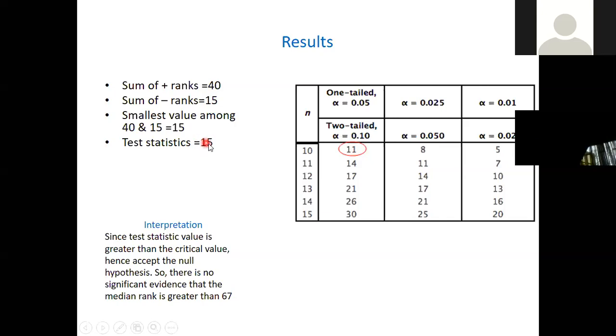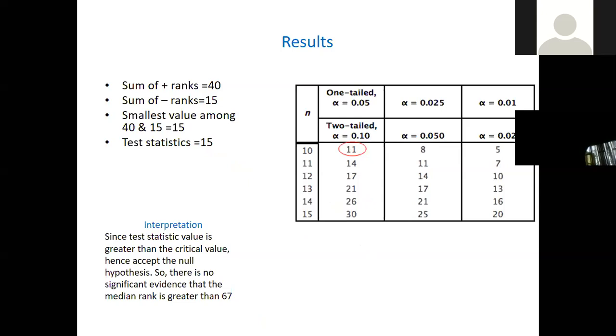So the smallest statistic is above the 11. We have talked about this now. That is the only statistic that is becoming smaller, it is not significant. So this one now, it's not significant. Since the test statistic is greater than the critical value, we accept the null hypothesis, so there's no significant evidence that the median rank is greater than 67. So there's no difference between the median rank and 67.